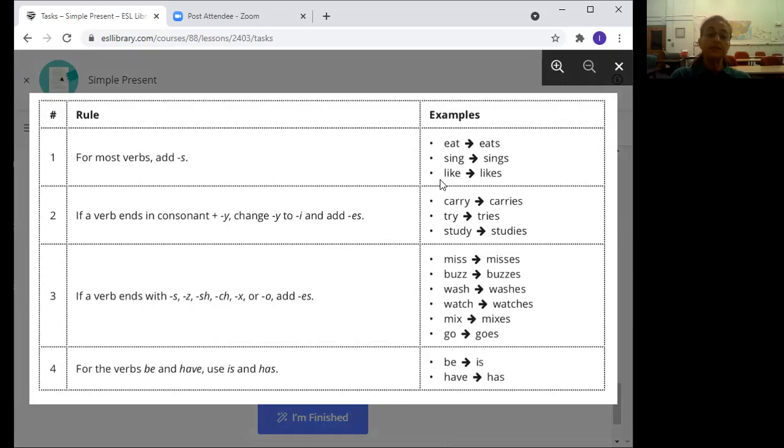Well, in the case of like, you actually have a silent E, which is a vowel. However, if you pronounce the word like, the final sound is K, which is a consonant. So in this case, you still simply add an S and you just pronounce that additional S.